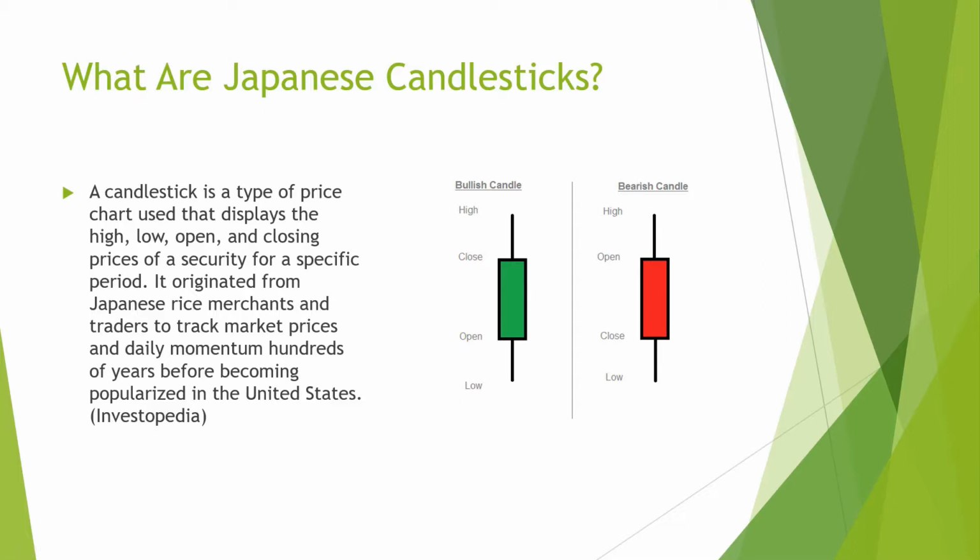Now, I want to go to the brokerage platform, and I want you to see it on an actual chart so we can walk it through, and it can help you understand the ranges of the different Japanese candlesticks. So let's go over to the brokerage account now.